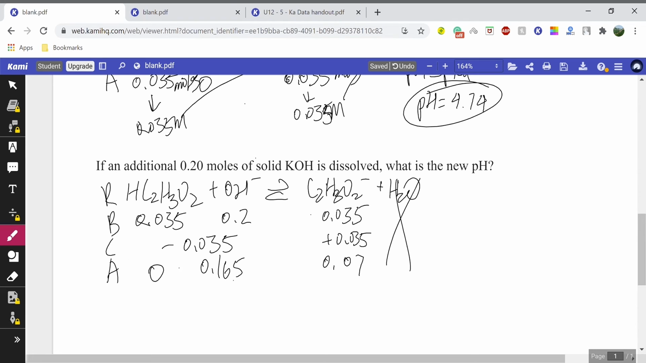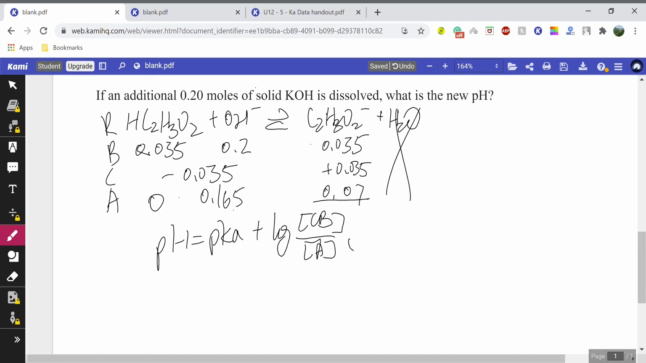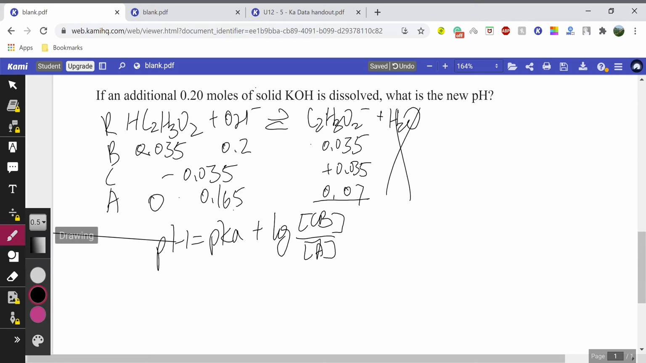We have no more HC2H3O2. So what happens when we try to use the HH equation? We have pH is equal to pKa plus the log of conjugate base, which is 0.07, over acid. But we have no more acid left, so it'll be divided by 0, which will give us an error. So what do we do over here? Well, since this time we're left over with OH minus, we're going to use our concentration of OH minus to find our pH.